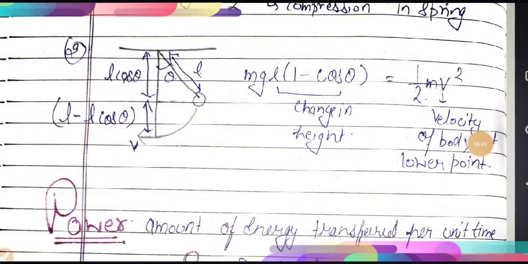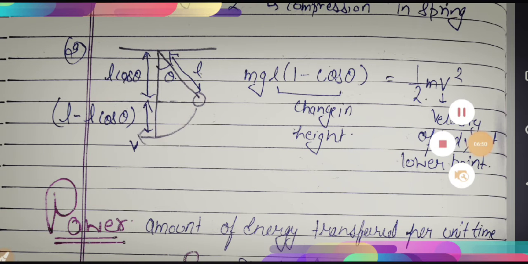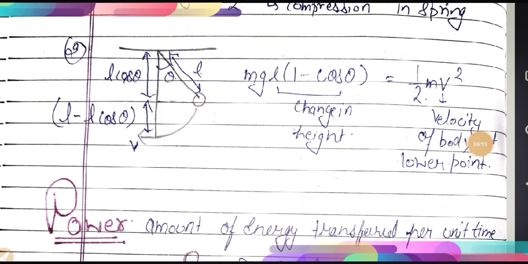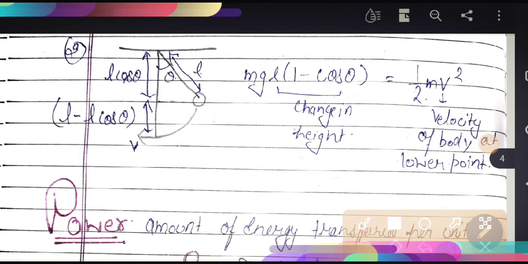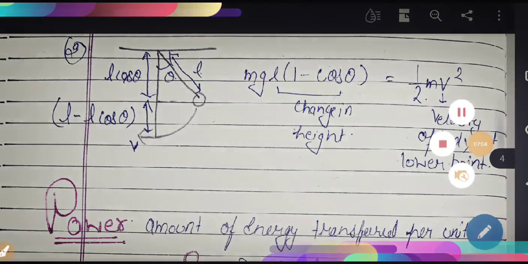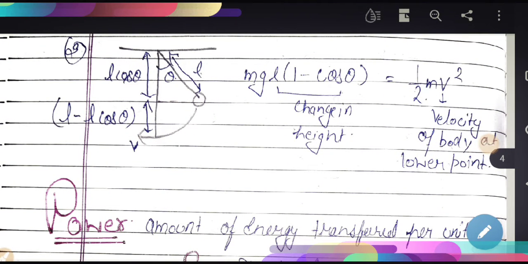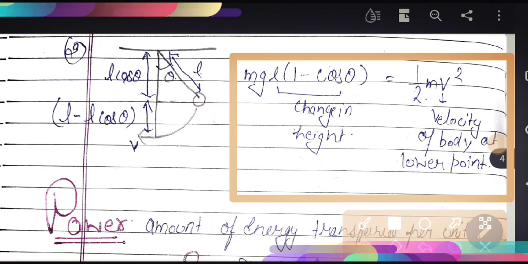In the next example, we can see that the block has been released from some height, and when it comes down, it travels a height of L minus L cos theta. So here this change in potential energy mgh, where height is equal to L minus L cos theta, gets converted into half mv square, where v is the velocity of the body at this point.